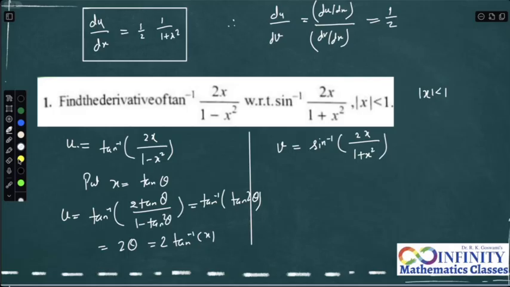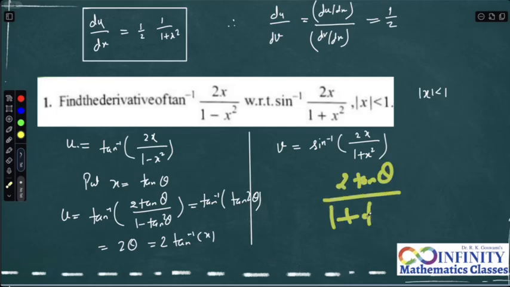Do the same for the next. And before this, let me just tell you, 2 tan theta upon 1 plus tan square theta, this is the formula of sine 2 theta.